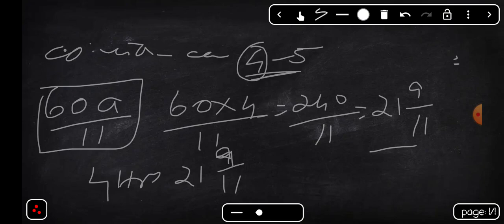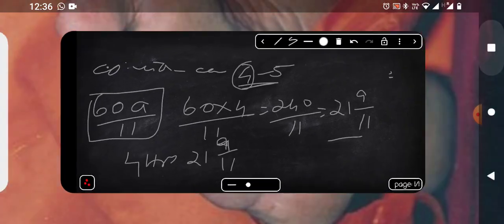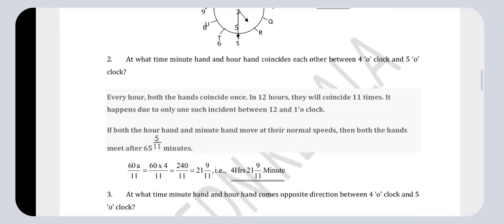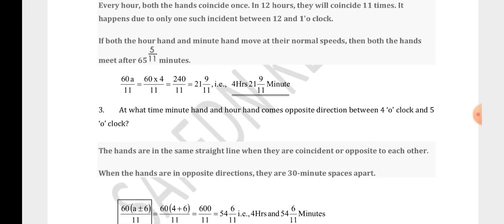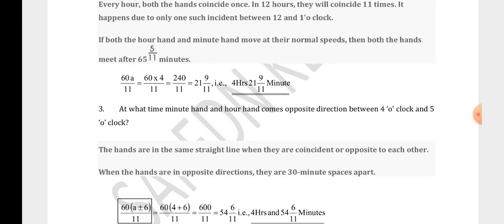Okay, and let us see the third question. The third question is: at what time do the minute hand and hour hand come in opposite directions between 4 o'clock and 5 o'clock?